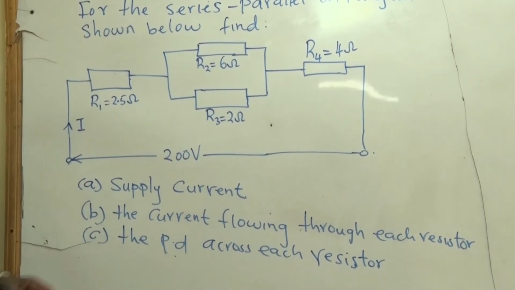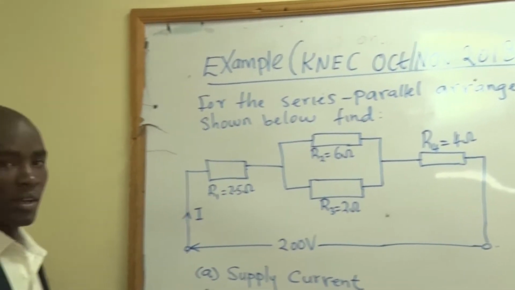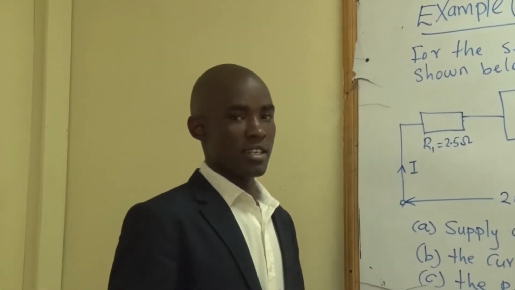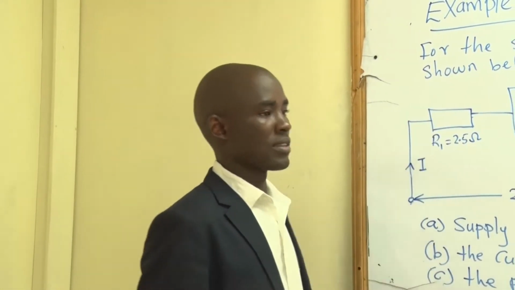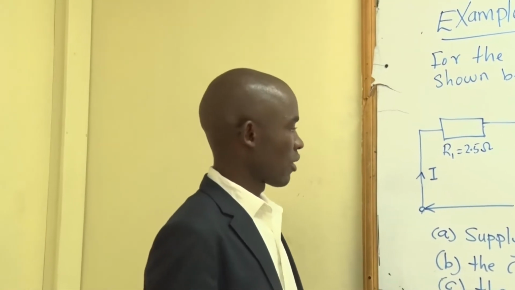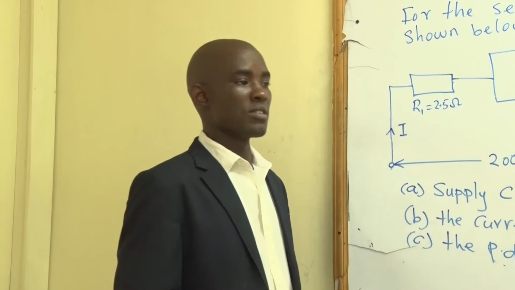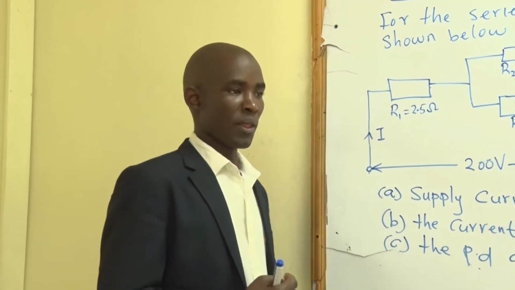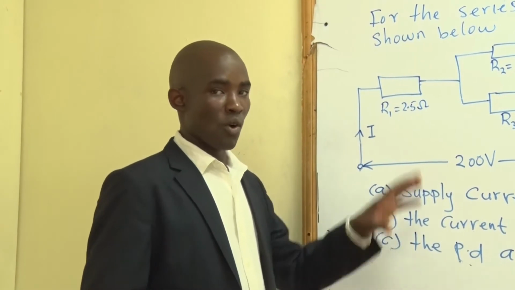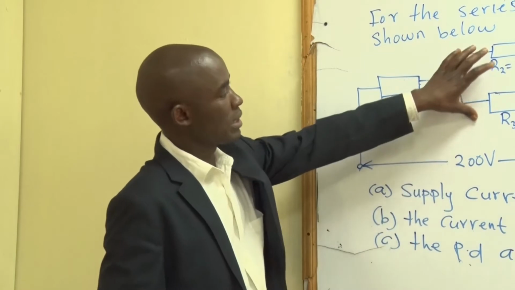In a series parallel connection, you must have some few concepts. In series, current is the same, and in parallel, voltage is the same. That is the basic concept we'll be using throughout the examples that we are going to do. So basically, when you are given such a circuit, you have to reduce it into a series circuit. Whenever you are given a series parallel connection, or even a parallel connection, always reduce it to a series connection.